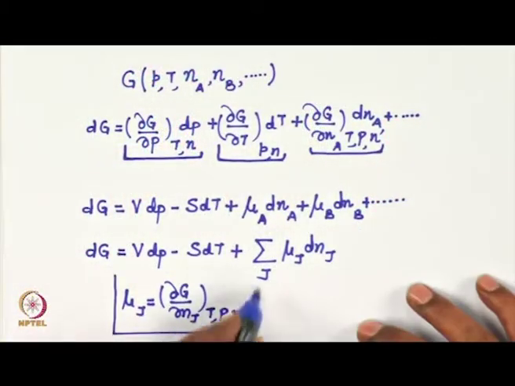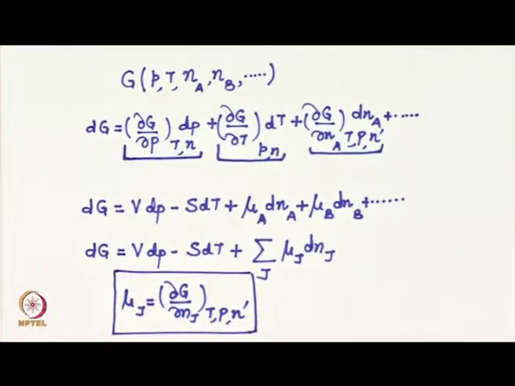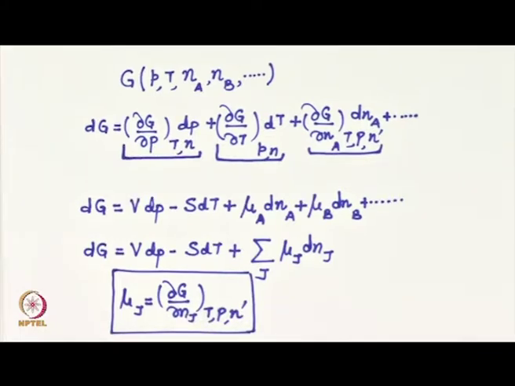Now, we will take a look at the wider significance of chemical potential. So far, we have discussed the chemical potential in terms of this partial derivative, that is dou G by dou Nj at constant T, P, n prime. It is possible to define chemical potential in terms of changes in other thermodynamic properties.